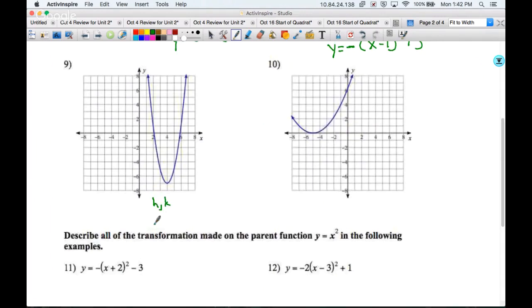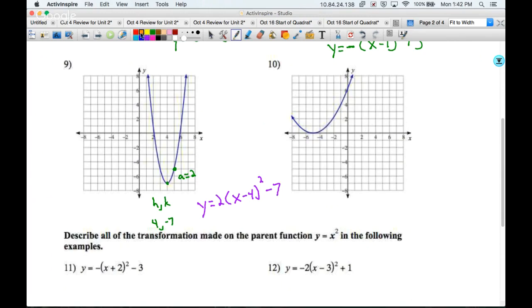h comma k here is 4 comma -7. If I go 1 over from my vertex, I go 2 up. So a is going to equal 2. Let's write the equation. y equals 2 times (x minus 4) squared minus 7.